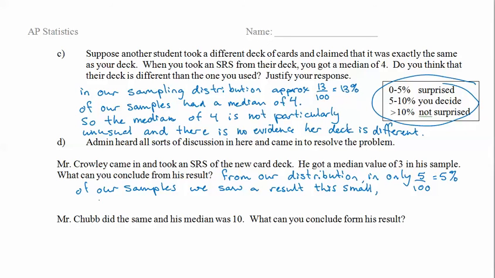So I would say that we are sort of on the cusp of surprised, and you decide. So it may be unlikely. It is mostly unlikely, let's say. We conclude it is, let's say, a bit unlikely that this deck is the same.